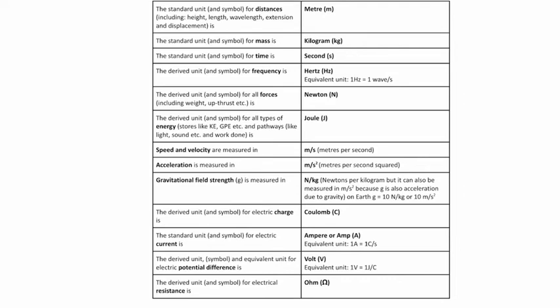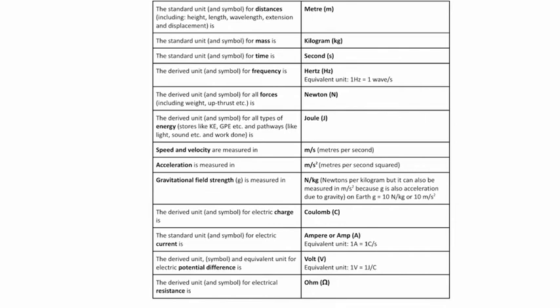Charge. You might not have seen this unit before. Electric charge is measured in a unit called the coulomb. Electric current is measured in a unit called the ampere, but we tend to say current is measured in amps. 1 amp is the same as 1 coulomb of charge flowing every second. So 1 amp is 1 coulomb per second.